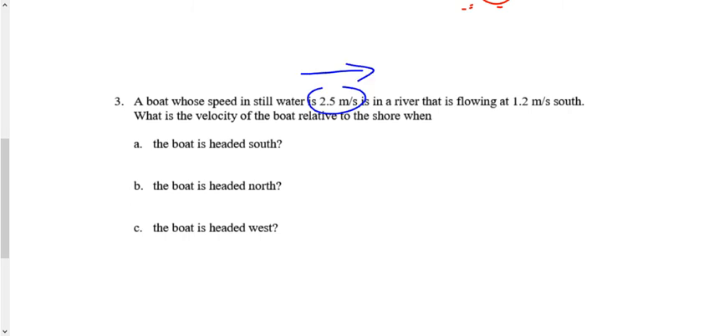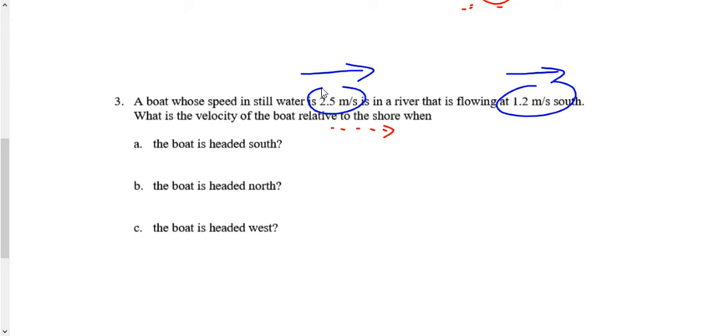There's a river current that's flowing at 1.2 meters per second to the south. Okay, we're going to also make that a solid line vector because that's contributing to the motion of the boat. That's not where the boat goes. The boat doesn't go south. That's just contributing to the motion of the boat. Now, we want to find the velocity of the boat relative to the shore. In other words, we want to find a dotted line vector, the resultant vector. Okay, the motion that results from the current and the speed of the boat in still water.